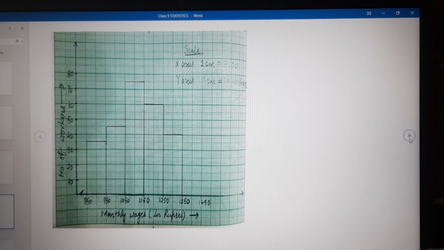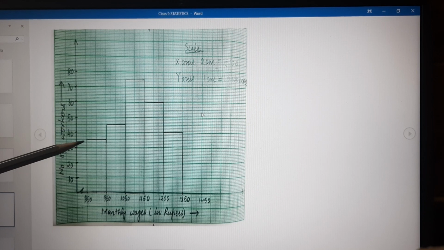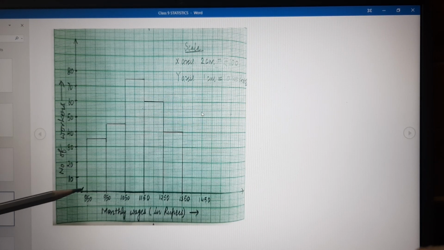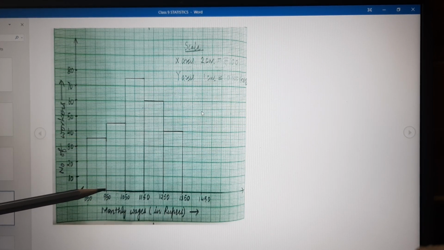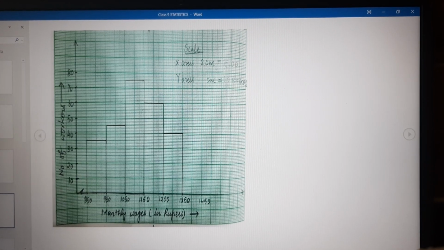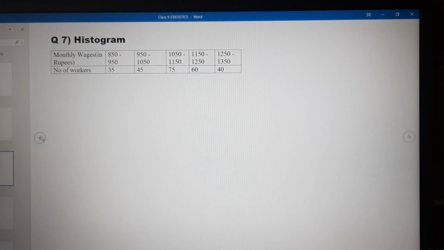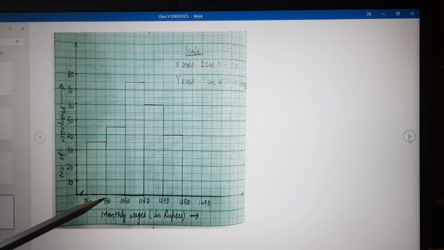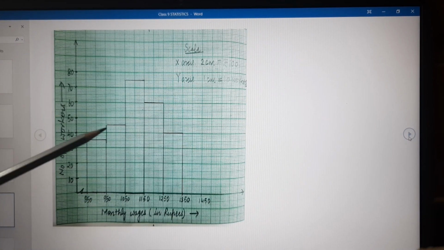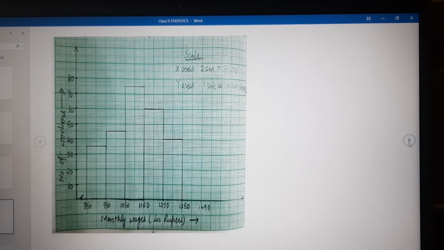Now the first frequency is 35, then 45. So 35, between 30 and 40, a dimension line, that is 35. And this value was for 850 to 950. So we have drawn like this. Now you will see the another CI is starting from where? From 950 only. First one is ending at 950 and the other one is starting from 950. So this line will overlap, or you can see all the bars will be joined end to end.